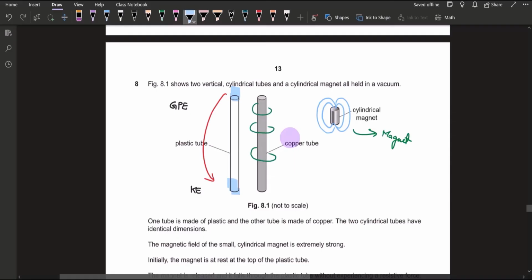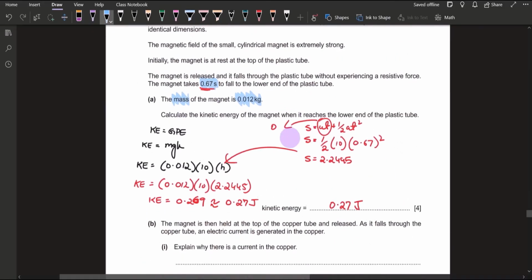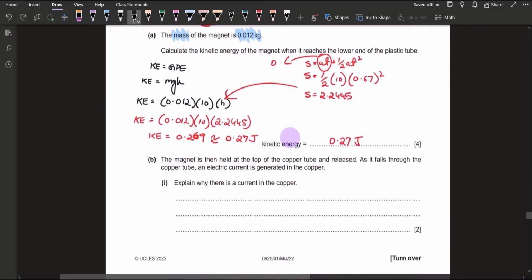What will happen is, when the magnetic cylinder is kept on the top, this magnetic field will cut the copper's field, and because of this an EMF will be produced. So we can write down here that the magnetic field cuts the copper field, and because of this an EMF is produced, and we'll get 2 marks for this.